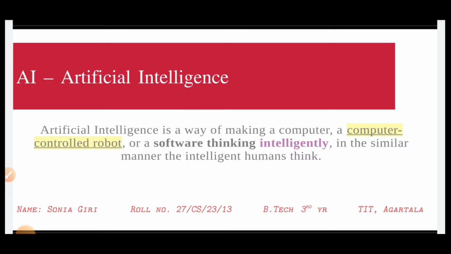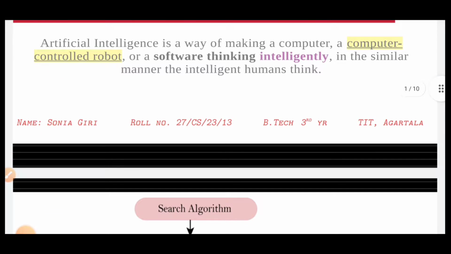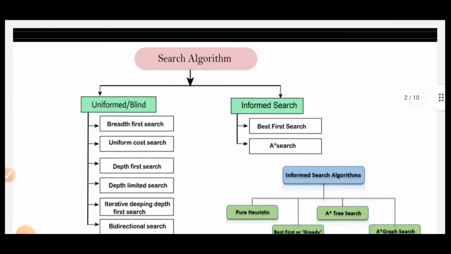My topic is the best first search algorithm. It's an informed search algorithm. Before going to the search algorithms, let's see the definition of artificial intelligence in a simpler manner. Artificial intelligence is software thinking intelligently, or a computer controlled robot that thinks in a similar manner as humans think.